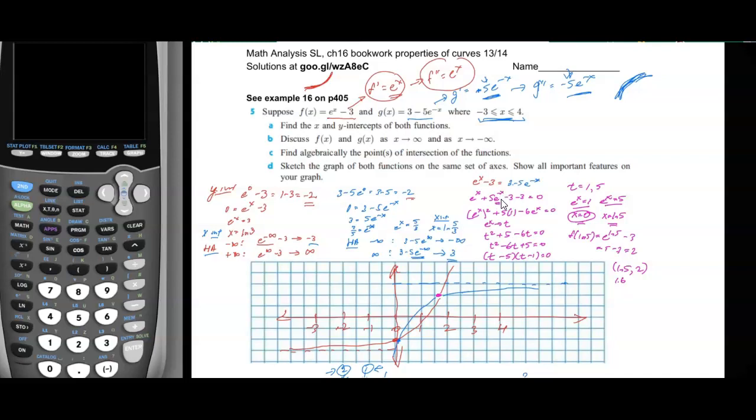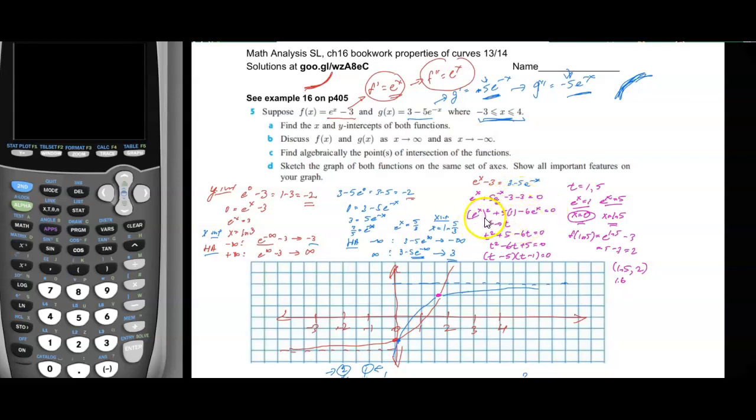We need to multiply by its reciprocal, which would be e to the x. So we multiply the entire left side by e to the x. So we get e to the x times e to the x, e to the x squared. 5e to the negative x times e to the x would be just 5. And then the e to the negative x and e to the x cancel and give us a 1. And then negative 6 times e to the x.